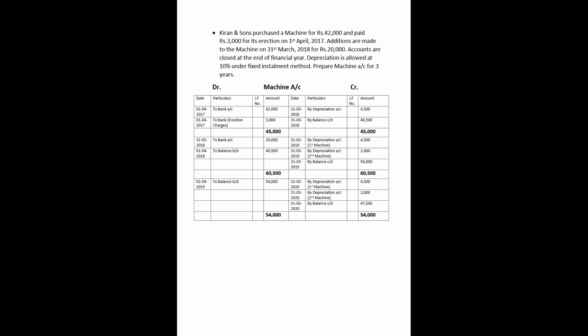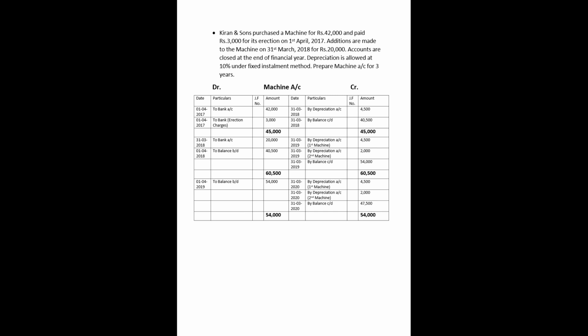Kiran and Sons purchased a machine for rupees 42,000 and paid rupees 3,000 for its erection on 1st April 2017. Additions are made to the machine on 31st March 2018 for rupees 20,000. Accounts are closed at the end of financial year. Depreciation is allowed at 10% under fixed installment method. Prepare machine account for 3 years.